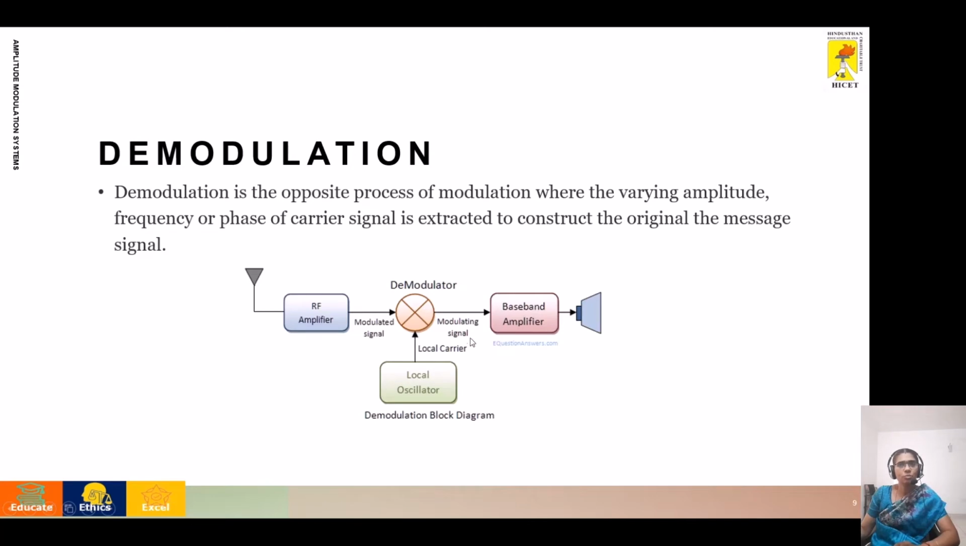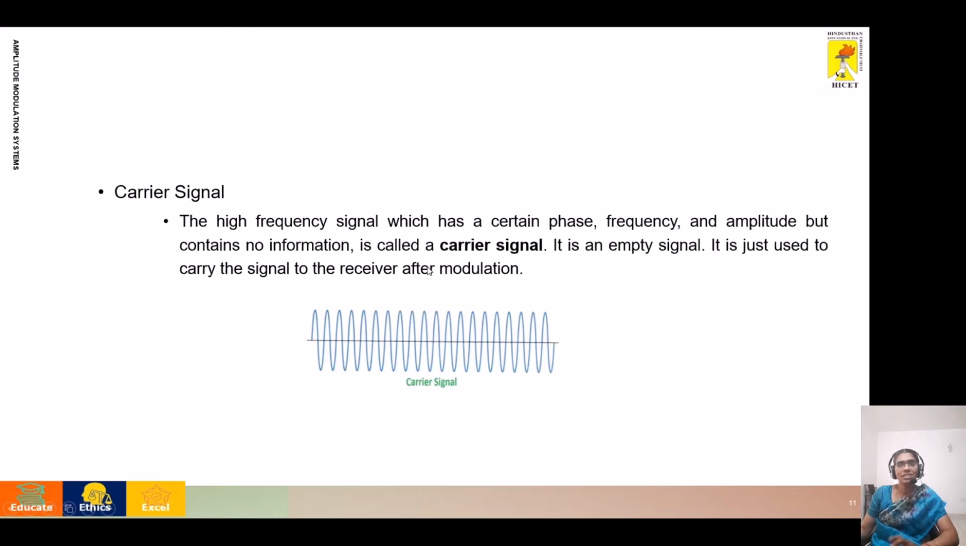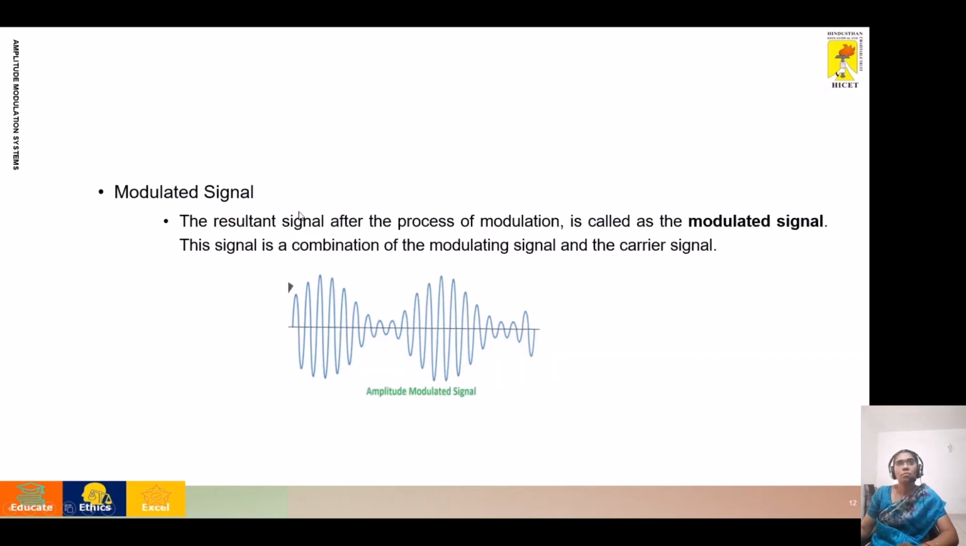Demodulation is a reverse process to get the message signal. The signals involved in the modulation process are the modulating signal, which is the message signal, a low frequency signal, also called the baseband signal. The carrier signal is a high frequency signal which contains no information and is just used to carry the message signal from one end to another end. Modulation is the process of embedding the message signal onto the carrier signal.